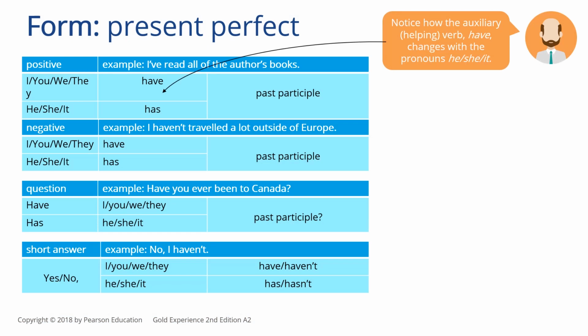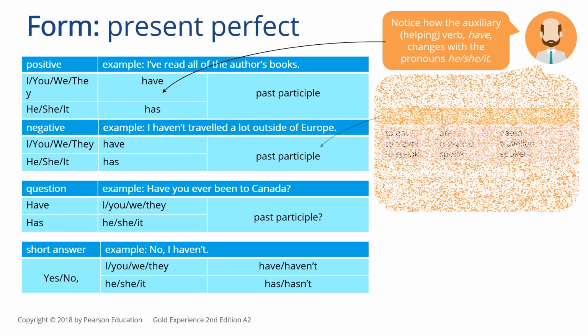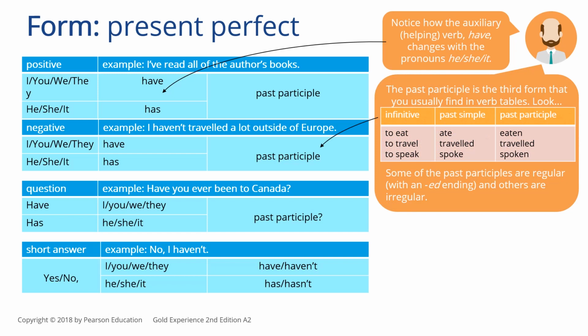Notice how the auxiliary, the helper, verb have changes with the pronouns he, she, and it. We say has. The past participle is the third form that you usually find in the verb tables. Look, we've got eat, ate, and eaten. Travel, traveled, traveled. Speak, spoke, spoken. Some of the past participles are regular and they have an ed ending. Others are irregular.